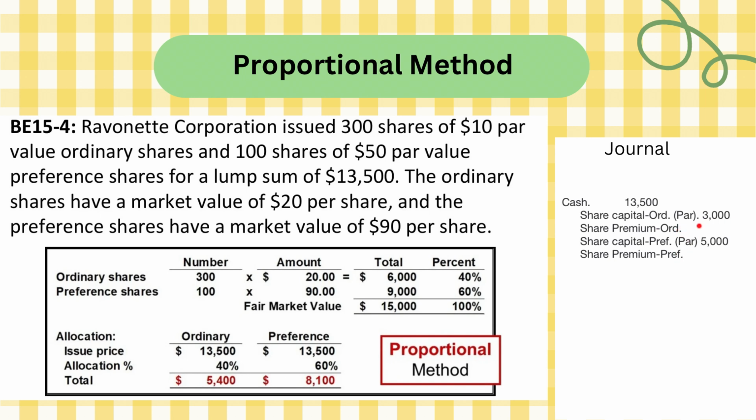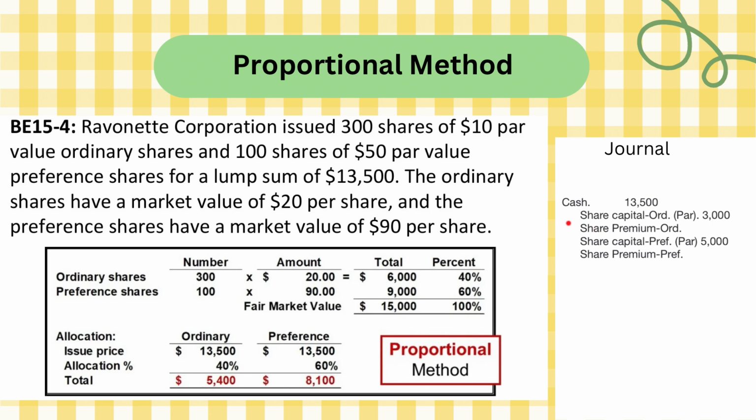But how much will go to the ordinary and how much will go to the preference, I'm going to decide based on the fair values. As you can see, we calculated the fair value for both of them. We got 6,000 and 9,000, so the total is 15,000. How can I allocate the 13,500 to both of them? Based on the percentage. So I'm going to divide 6,000 by the total fair value of 15,000, and you're going to get 40%, and 9,000 divided by 15,000 is 60%. So I'm going to allocate the 13,500 based on these percentages. That's why it's called proportional.